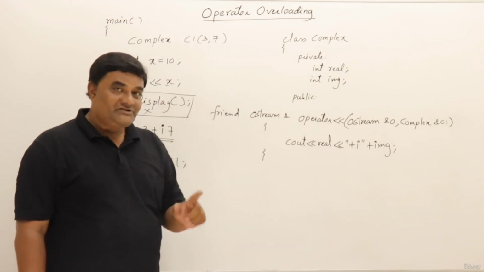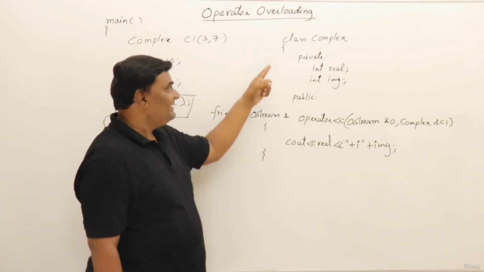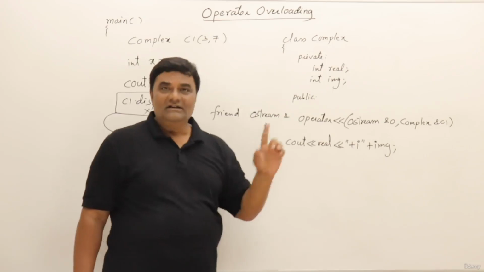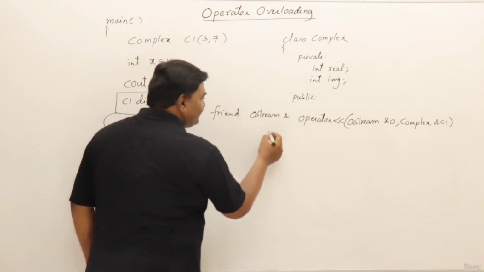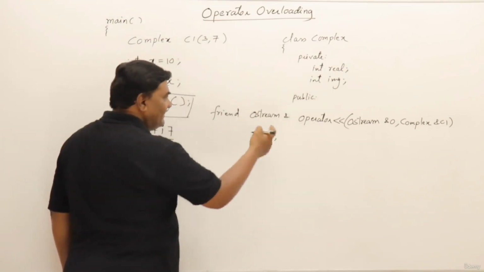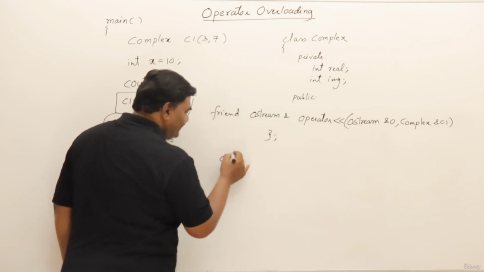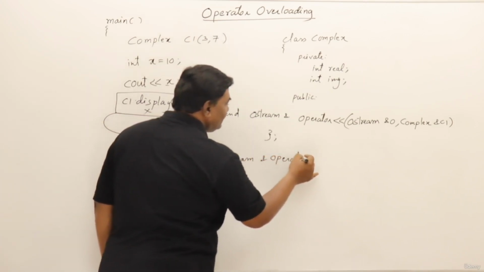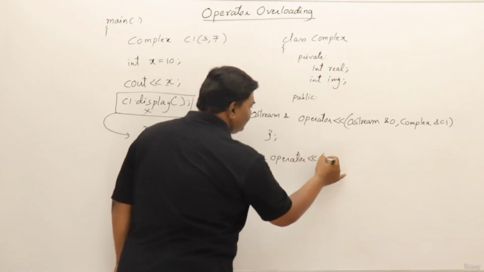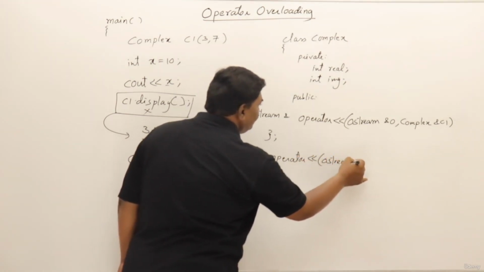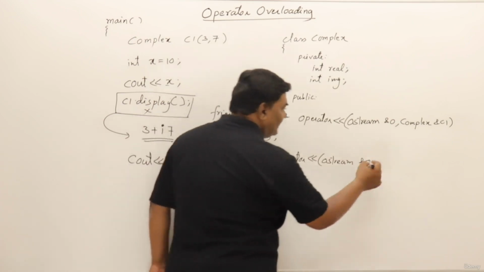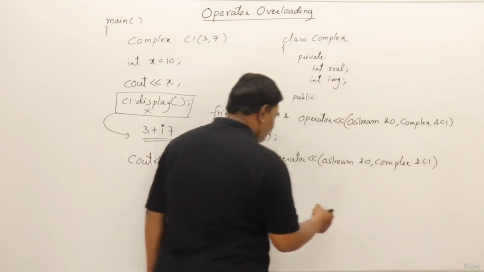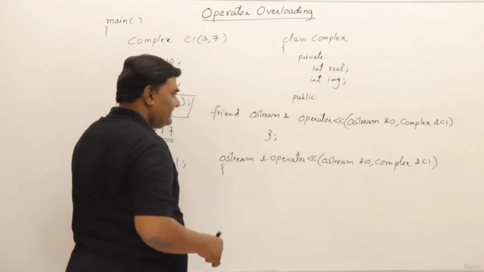Now, as it is a friend function, it cannot be implemented inside the class. So I will close the class and implement it outside. The same thing I have to write down. So the class ends here, and now I should implement this function. I will say ostream reference operator insertion, ostream reference o and complex reference c1. Yes, now let us write the body.